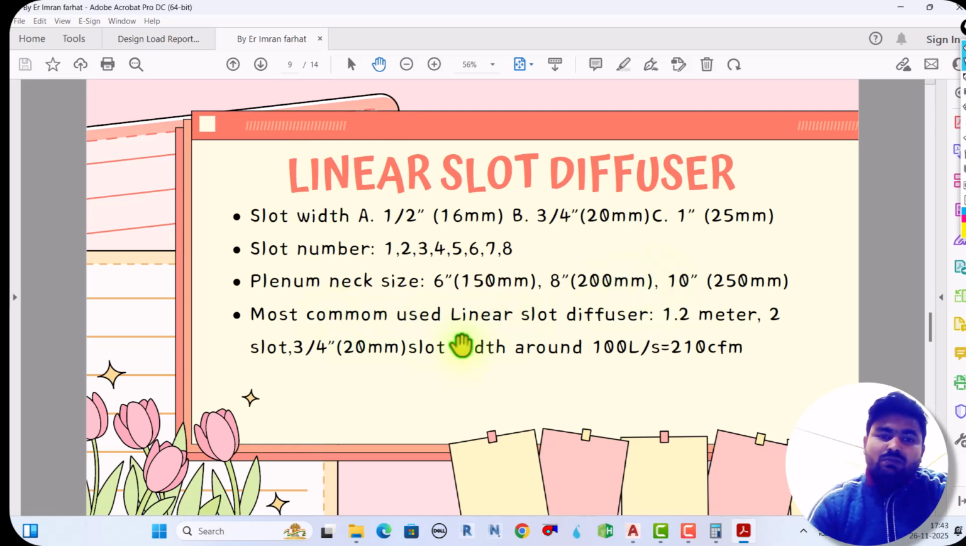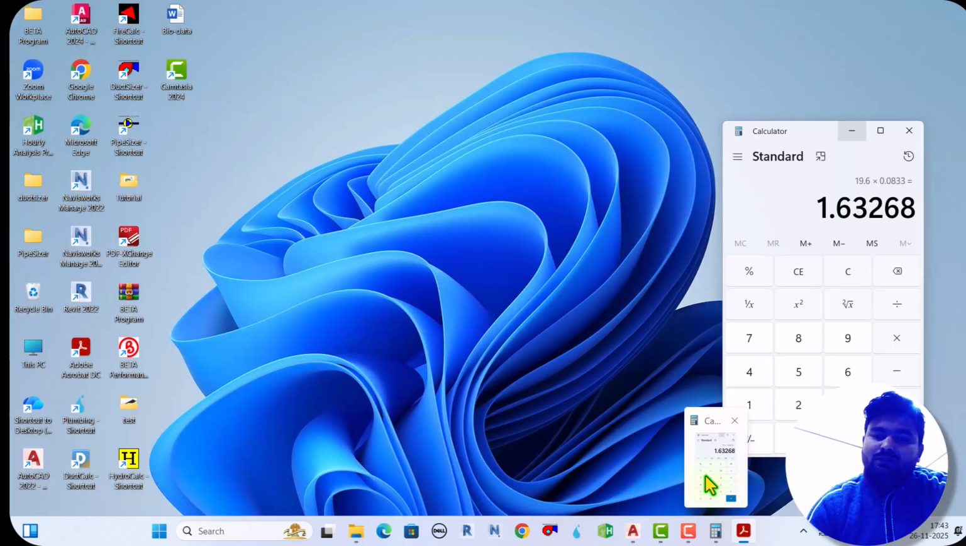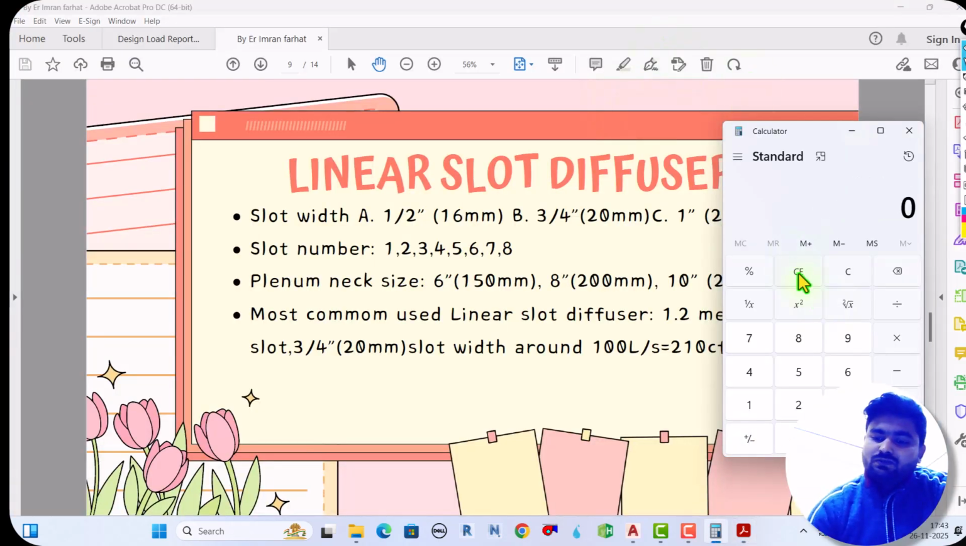Okay, most commonly we use a linear slot diffuser of 1.2 meter for 2 slots. Okay, and the slot width is 3/4 inch, which means 20 mm. For this type of linear slot diffuser, how much airflow can it supply? 210 CFM, right? So generally this is the thumb rule, but we will see how to select. Suppose 520 CFM is given, and we have to select the linear slot diffuser. So we can divide by 210.